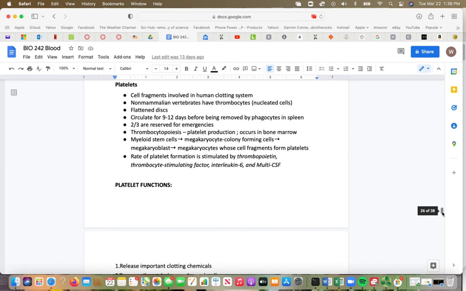Thrombocytopoiesis is platelet production. This would occur in the bone marrow. You would have the myeloid stem cells make a megakaryocyte colony forming cell that becomes your megakaryoblast and then your megakaryocyte, which is going to break apart, and that will create the cell fragments that become the platelets. This is stimulated by thrombopoietin, thrombocyte stimulating factor, IL-6, and multi-CSF. Interleukin, we just abbreviated as IL-6, is a chemical used for blood cells to communicate.